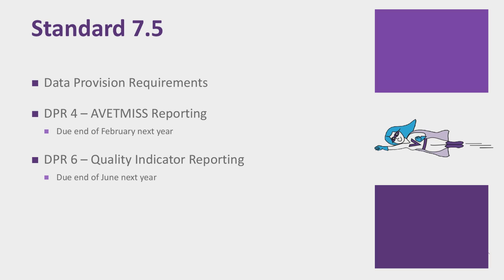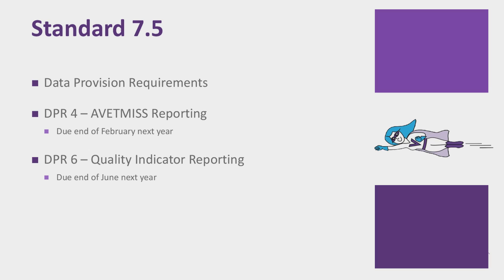Okay, standard 7.5 is all around data provision requirements. These are covered under DPR4 and DPR6. DPR4, that's data provision regulations 4, is all around event misreporting, and we'll be talking about that in the webinar in February, where I'll go through the whole process of how to submit an event miss report.